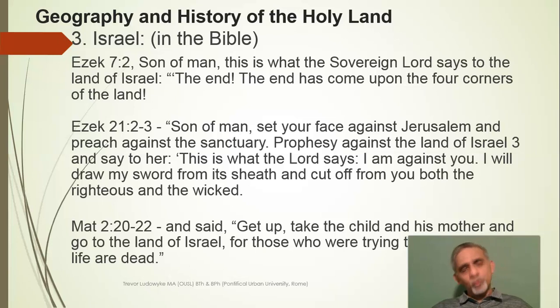Then in the Gospel of Matthew chapter 2, verses 20 to 22, it goes on and says, get up, take the child and his mother and go to the land of Israel, for those who were trying to take the child's life are dead. If you remember, this is the massacre of the innocents by King Herod when Jesus was born, and Joseph in a dream was warned by the angel to take the baby Jesus and flee to Egypt. And when Herod had died, once again in a dream, Joseph was told, get up, take the child and mother, go back to the land of Israel, to the Holy Land. Right? And they did so.